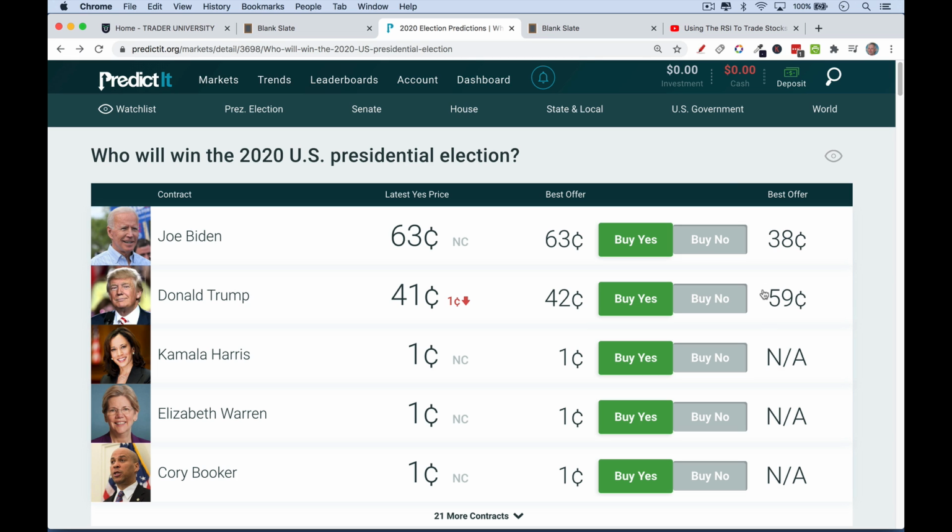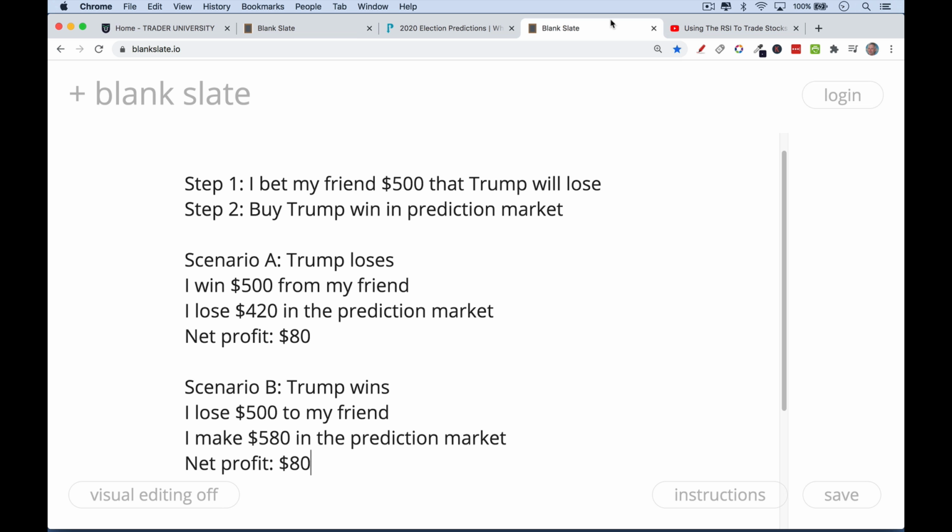But I'm going to show you something tricky that you can do with a relative, or with a friend, or with an obnoxious coworker, in a way to lock in a profit. This is what's called a risk-free arbitrage. So there are two steps, and you can substitute Biden or Trump for this. It doesn't really matter. Step one, I could find a friend who thinks that Trump is going to win, and then I would bet him or her $500 that Trump will lose.